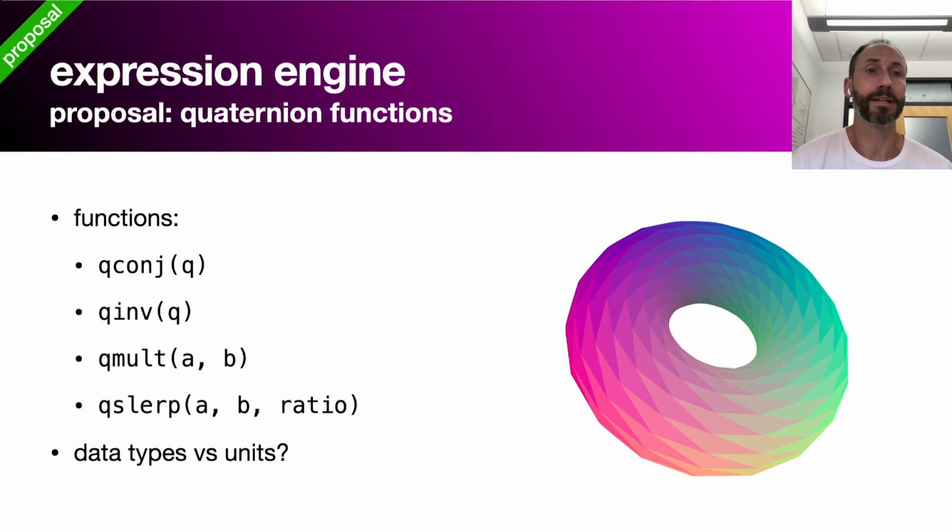and I'd appreciate any feedback about function naming, whether you think this is useful, if there's additional functions that you think are missing. The last point was just whether or not there should be a quaternion data type to actually identify that certain vector 4s are actually quaternions.